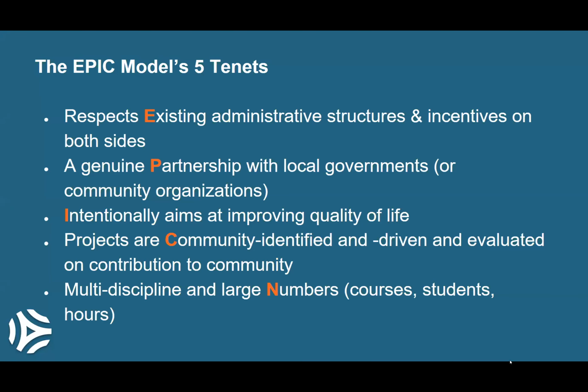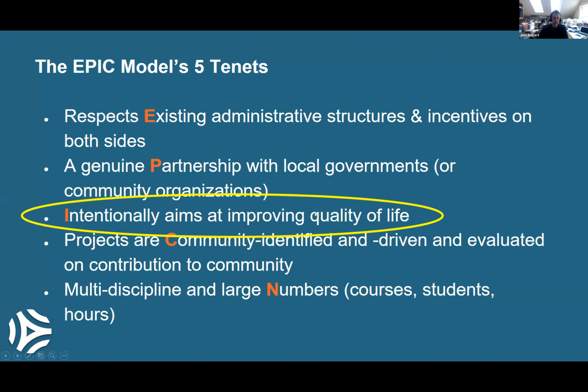Okay. So I think this will be relatively short. I'll give you a bunch of background at the beginning, and then we'll get to the main thing, which is a new resource developed by COWS, but very much with EPIC and EPIC partners all over the place, that I want to recommend to you and make available to you. What we're going to be concentrating on is the third of those tenets in the EPIC model, which is, what does it mean to intentionally aim at improving the quality of life in area communities?